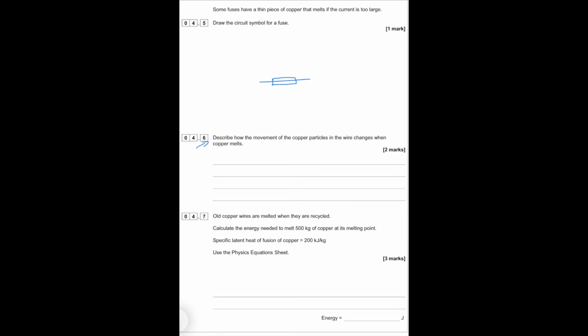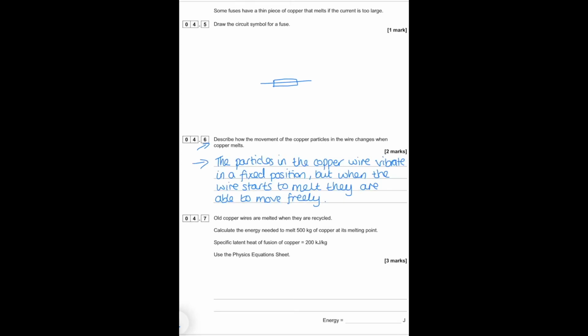For the next question, we've got to describe how the movement of copper particles in the wire changes when copper melts. So we've got to say what the particles start off as and what they change to. So the particles in the copper wire vibrate in a fixed position to start with, but when it starts to melt, they're able to move freely.